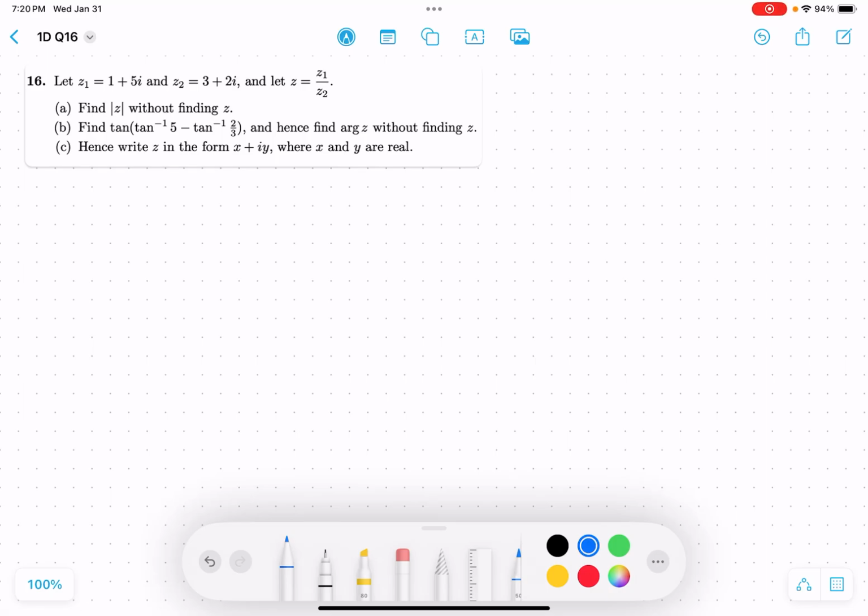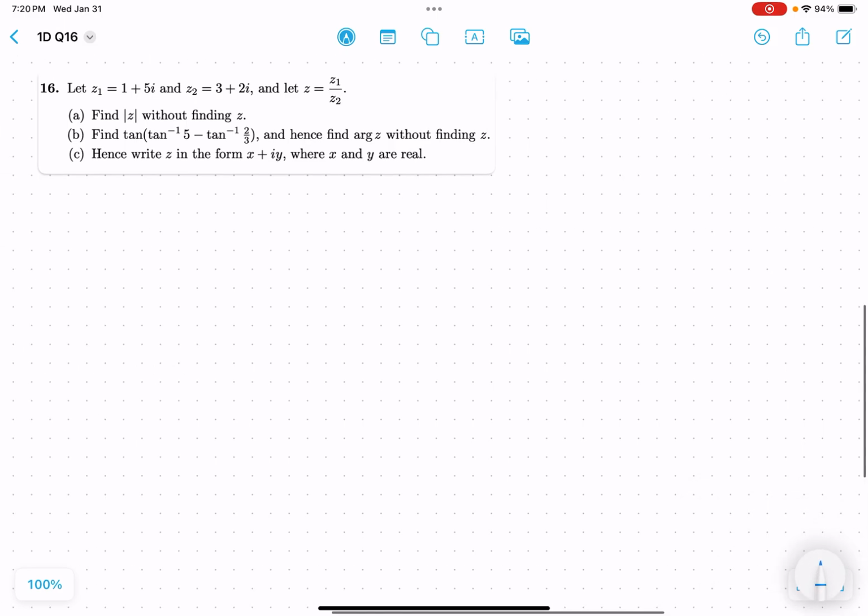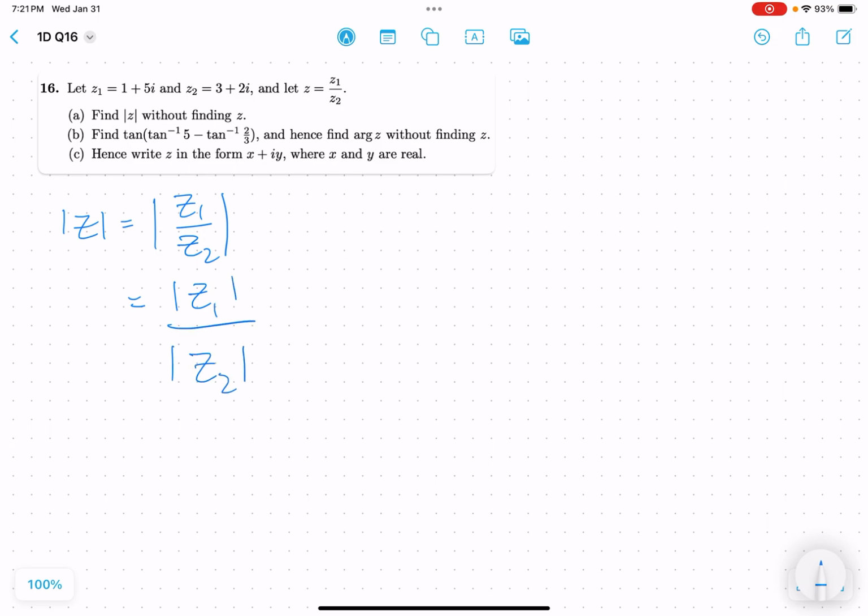All right, so first we want to find mod z, but without finding z itself. So mod z is the same as mod of z1 on z2, and we know from our properties that we can break that up. So we just want the modulus, the length of z1 and the length of z2. If you think of z1, of course, it's across 1, up 5.